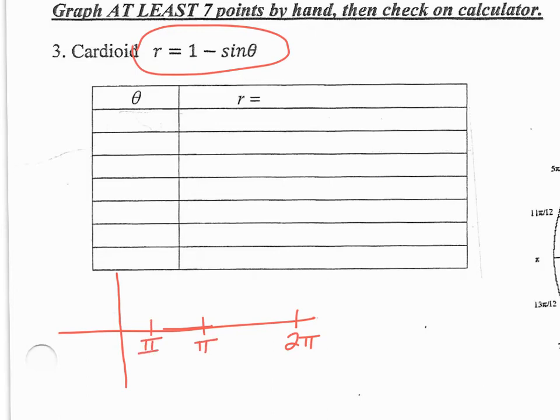And pi over 2, and 3 pi over 2. Okay, so regular old sine with amplitude 1. And this guy's upside down because of the negative. It would look something like this. All right, regular sine, but upside down.